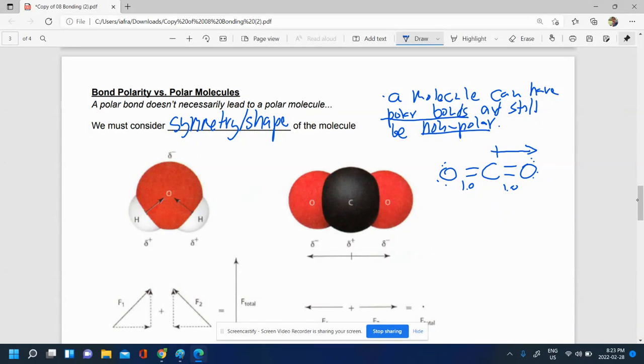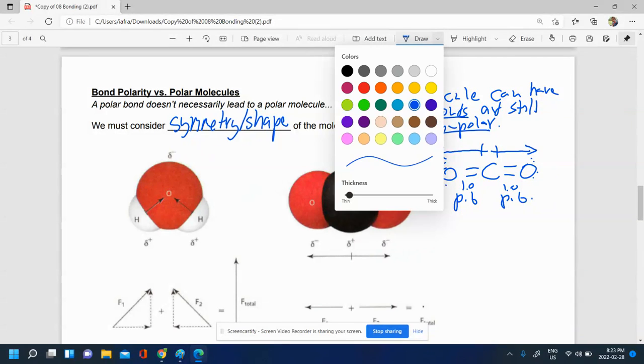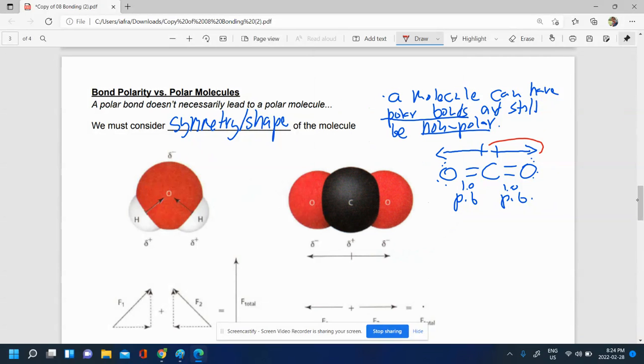And it would be the same thing on the other side. This dipole here would be towards this oxygen. So we have two polar bonds. This is a polar bond, call it PB, and this is a polar bond, call it PB. However, overall, what I want you to notice is happening here is because the dipoles are pulling in opposite directions with equal force, since it's the same atom on both sides, essentially, it's symmetrical. These dipoles are canceling out.